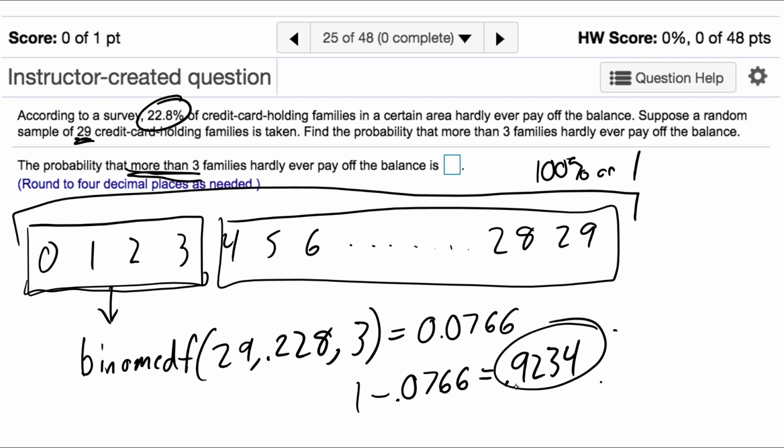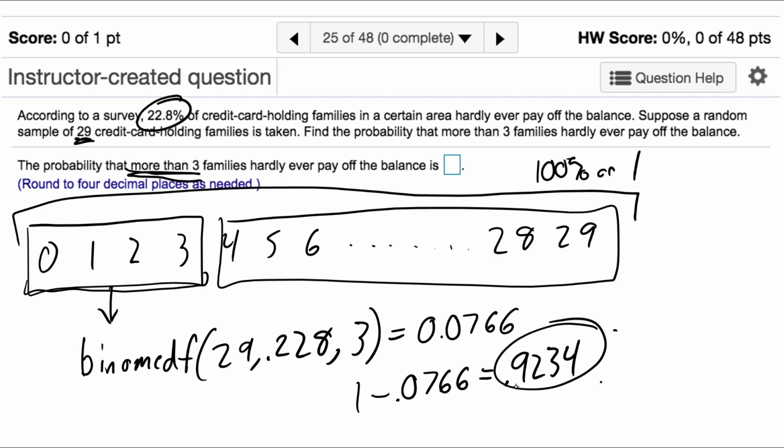And so that is the probability that we're looking for. Anytime we are going in the greater than direction, we instead have to find what's in the less than direction, because that's what our calculator finds. The only reason we have to do this is because we're just working around our calculator function. What we wanted was 4 through 29. What we didn't want was 0 through 3. So we found 0 through 3 and then subtracted it from 100% to get our answer, which is now the probability of 4 or more, or in other words, more than 3.